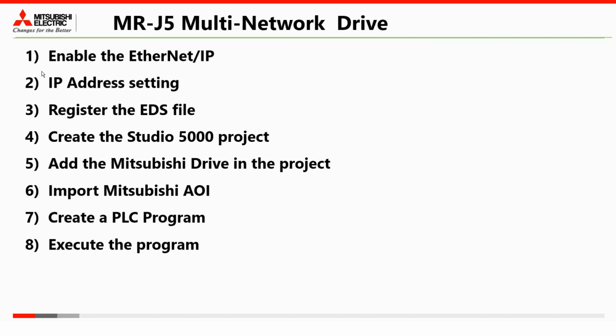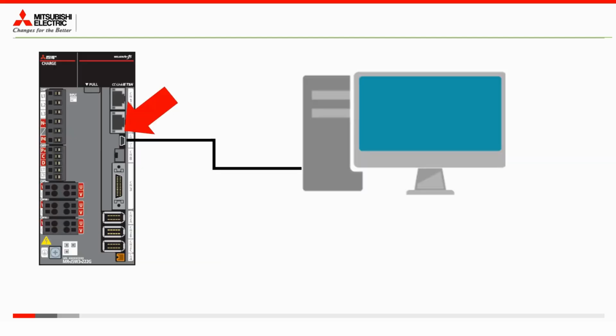So in this video, I will cover enabling the Ethernet IP protocol, IP address settings, registering the EDS file, creating a Studio 5000 project, adding the Mitsubishi drive in the project, importing the Mitsubishi AOI, creating a PLC program, and executing the program. First, let's connect the USB cable between the servo amplifier and the PC, then turn on the power and open MR Configurator software.